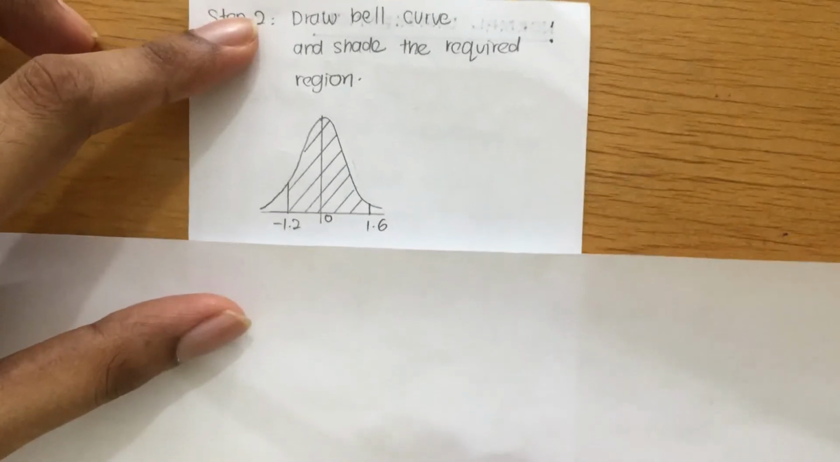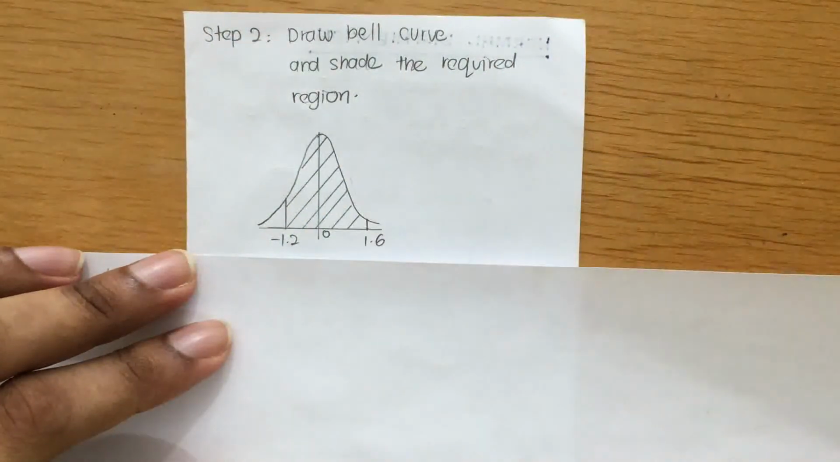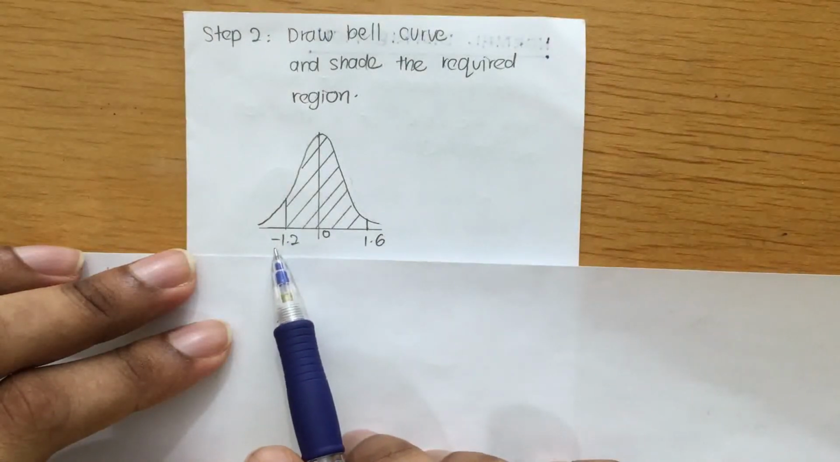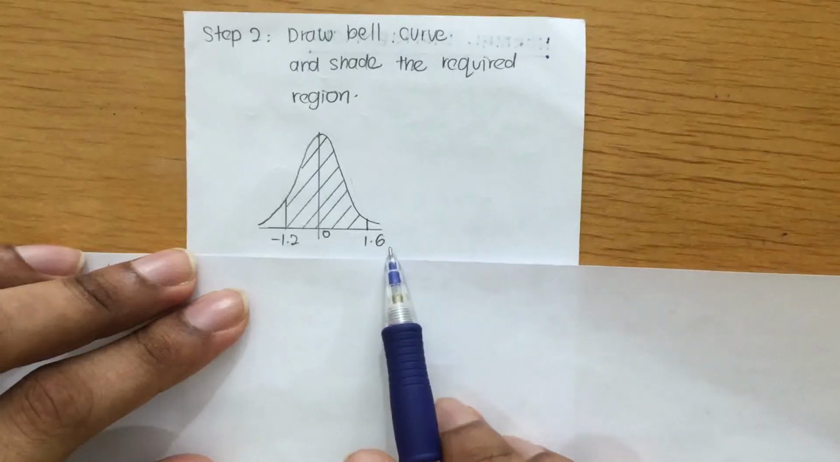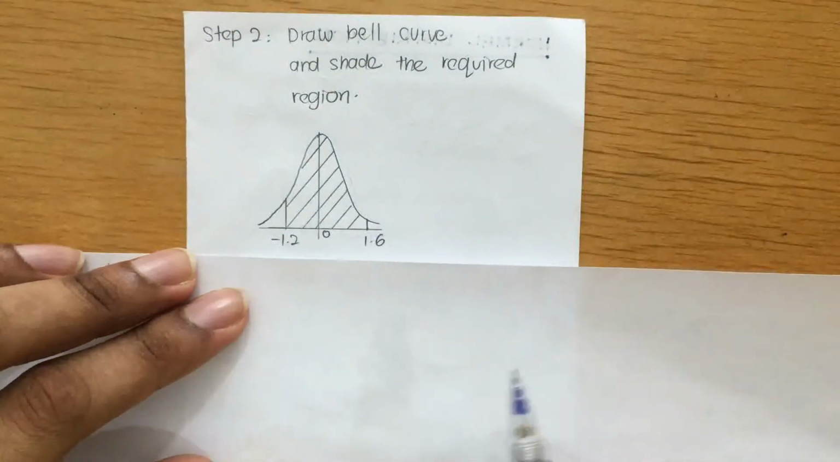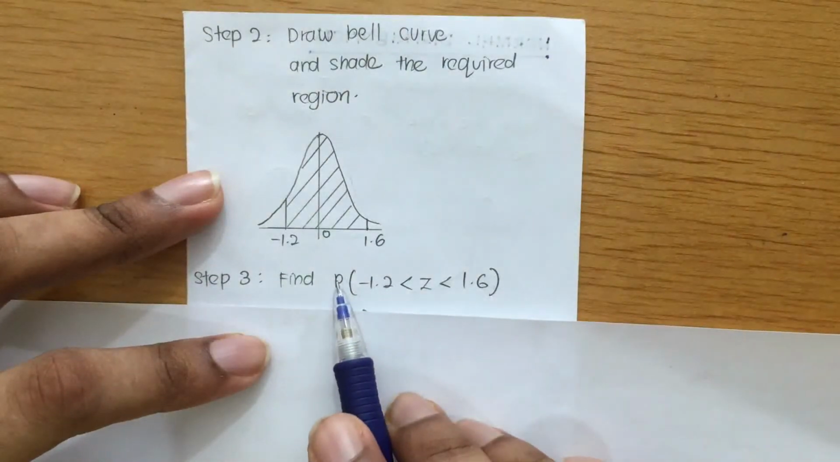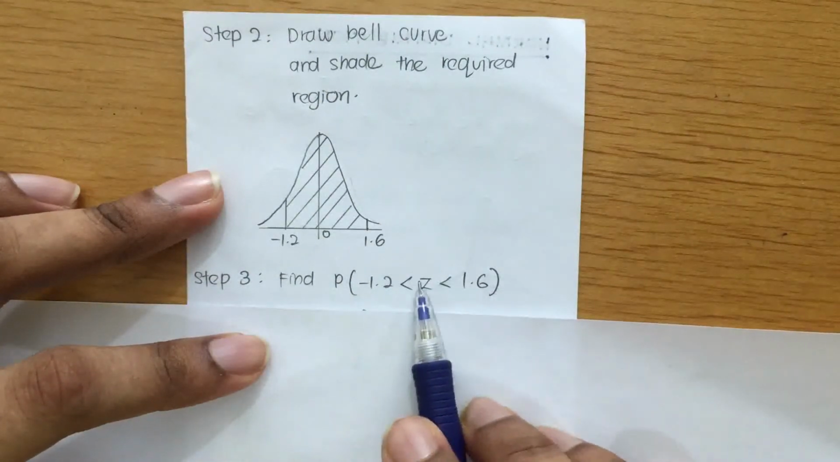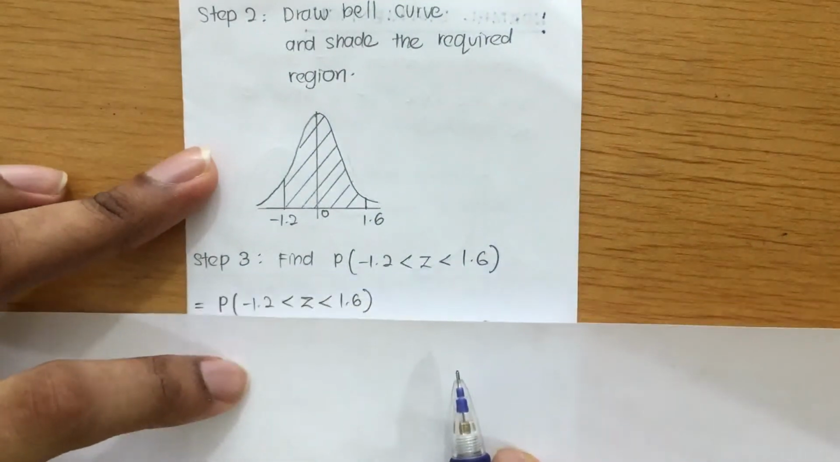Okay, once you identify the Z value, what you do in the next step, you draw the bell curve and shade the required region, guys. So this is the respective region that they asked to find, which is in between negative 1.2 and 1.6. So you shade the middle region. Okay, the next step, we need to find the probability of negative 1.2 less than Z less than 1.6. Okay, let us proceed.